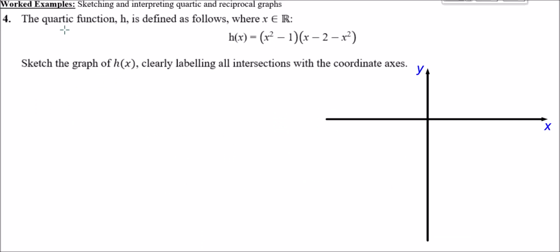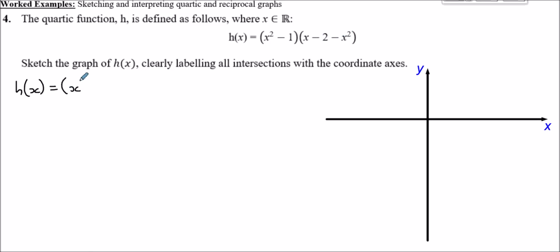Last but not least, another quartic to sketch. h of x is x squared minus 1 brackets x minus 2 minus x squared. So before sketching, let's just take this and make it slightly simpler to read. So we have h of x. Now what I'm going to do here is rearrange this so that this x squared is positive, because if it factorizes, it'll be easier to see if it factorizes by making this into a more normal looking quadratic form.